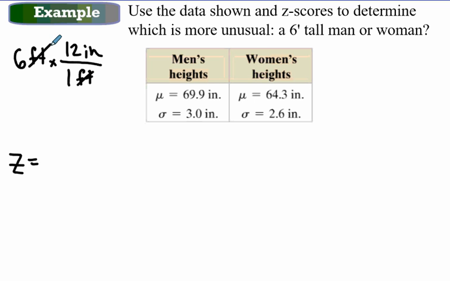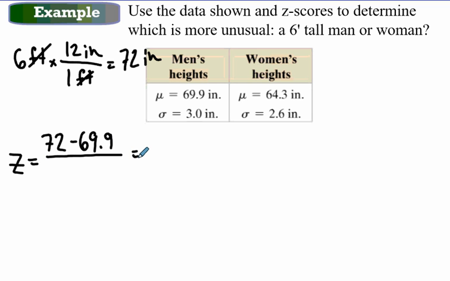If you've taken a chemistry class, you've seen this before. So 6 times 12 is going to leave me at 72, I believe. Yep, 72 inches. So 72 minus 69.9 is going to leave me at 2.1 inches. So that means a 6-foot tall man would be, sorry, not 2.5, 2.1 inches above average.